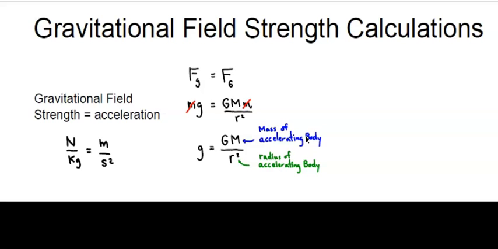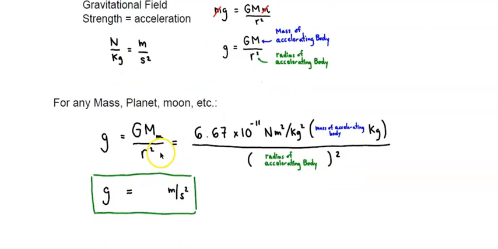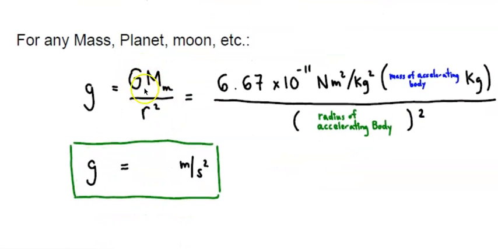The Earth attracts the apple, and the apple attracts the Earth, but Earth has so much more mass that it doesn't move because of its inertia, whereas the apple has such little mass that that same force of attraction between it and the Earth causes the apple to fall or to be attracted to the Earth. So for any mass or planet or moon, etc., the capital G, which was found by Cavendish, is going to be used in this equation. Little g equals capital G M over r squared.